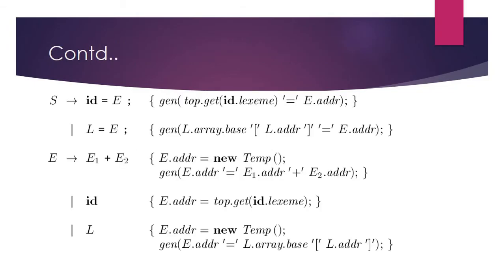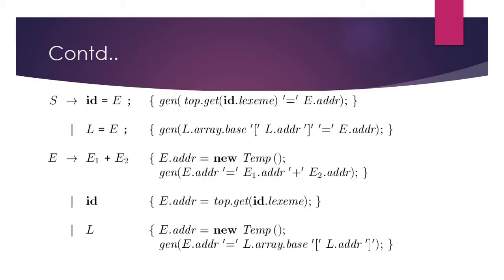Let us see what semantic actions can be attached to this. The statement S produces ID equal to expression semicolon or L equal to expression semicolon. Here the ID details will be retrieved from the symbol table. To retrieve it, we'll make use of the top.get function. The details about the ID will come from the symbol table. And here E is the expression.